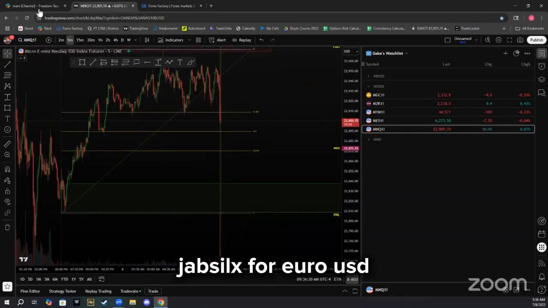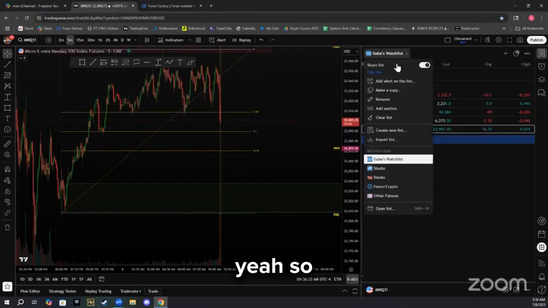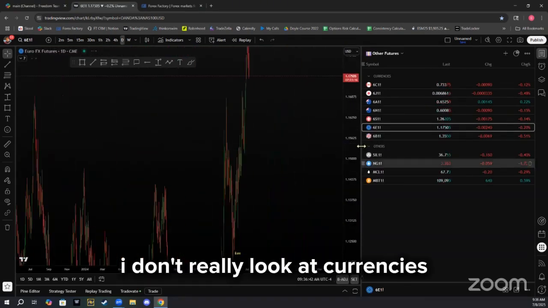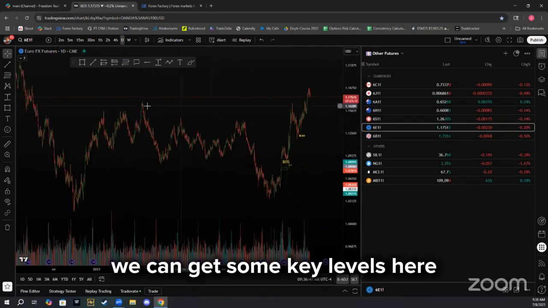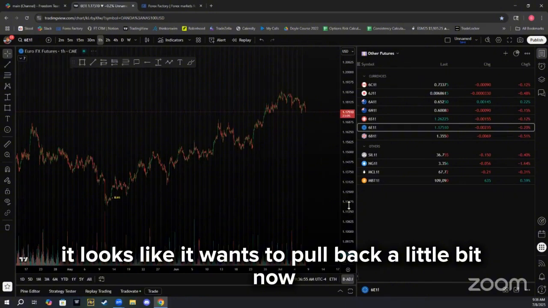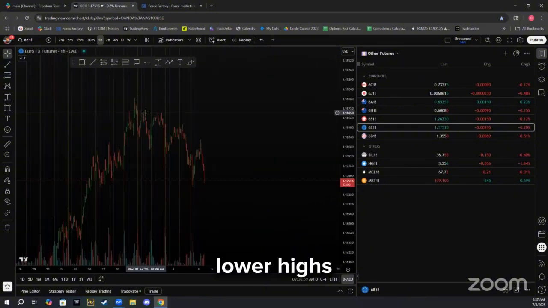Yeah, so 6E for Euro USD, same thing, right? Just on the futures market. I don't really look at currencies, but we can get some key levels here. All right, so market was bullish. All right, looks like it wants to pull back a little bit now. Lower highs, lower lows, lower highs, lower lows, lower highs, lower lows.